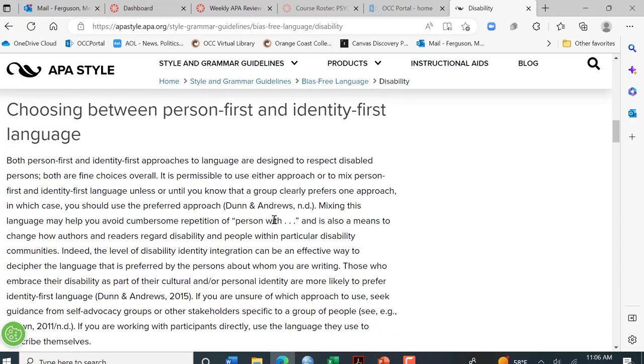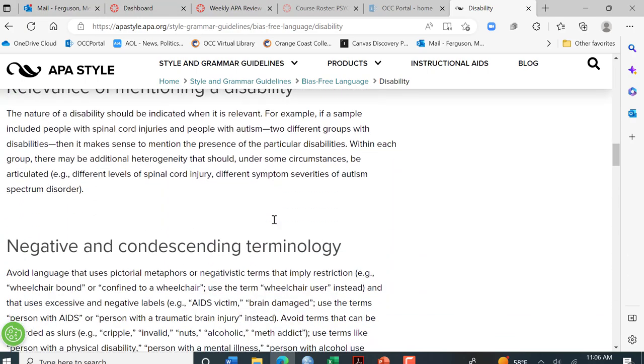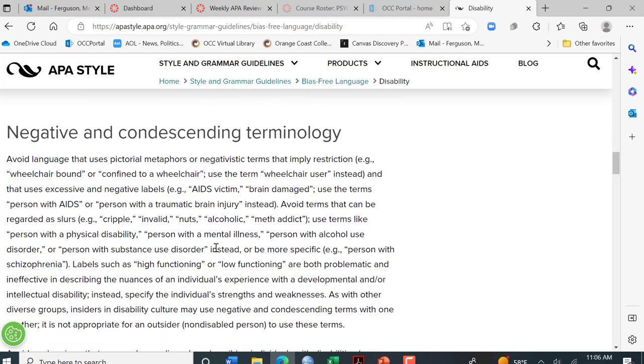Another thing that they mentioned down here is negative and condescending terms. So, anything that might be a slur or that has some sort of negative stigma associated with it. Instead of brain damage, you might use a person with a traumatic brain injury.